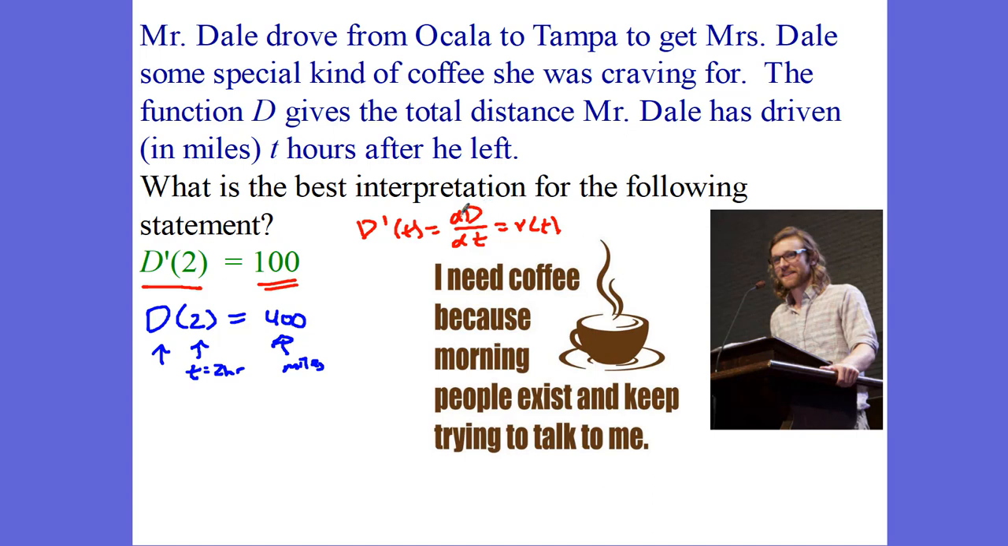And what are the units of the change of distance over the change of time, or velocity? It would be miles per hour. So at exactly 2 hours after he started, he's driving 100 miles per hour because his wife is pregnant. When she's pregnant, you got to get her coffee. So he's driving 100 miles an hour on the interstate going to get her coffee because he is going to get beat if he doesn't bring it back.